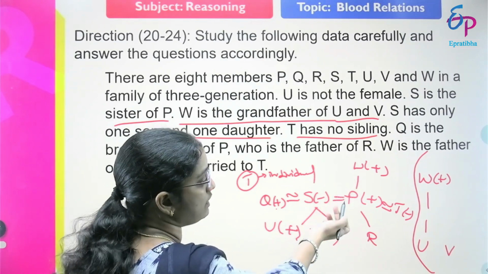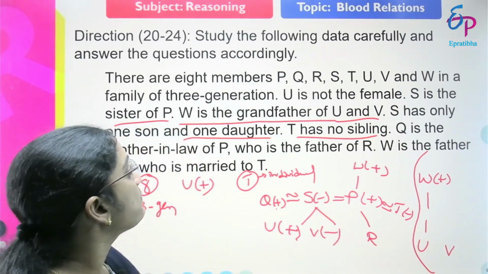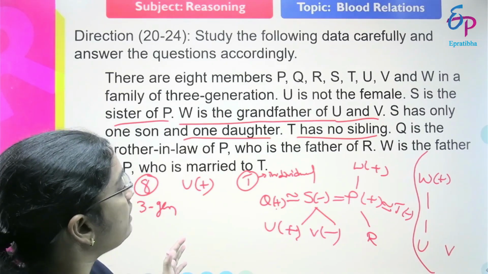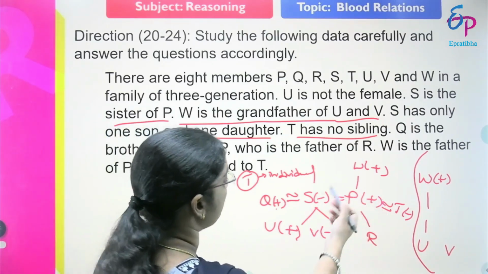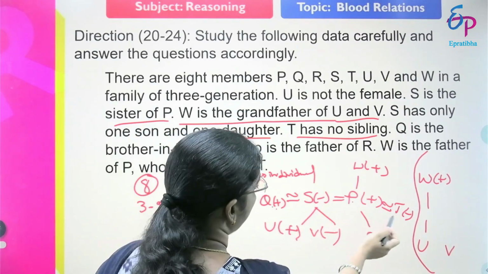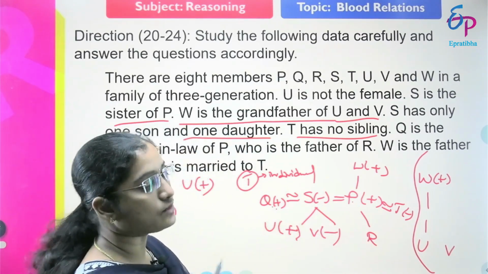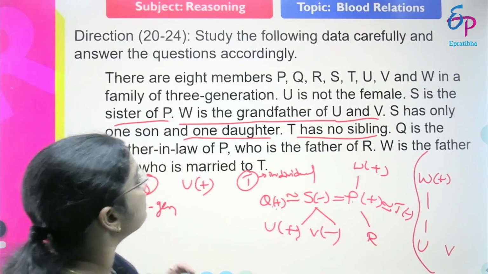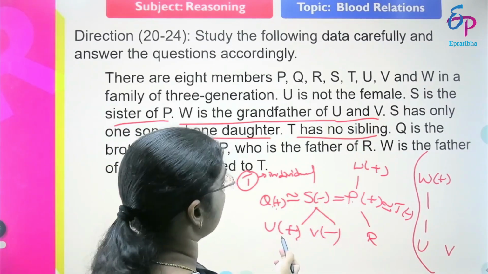This is the first generation, second generation and then third generation, and they mention clearly person names. 8 members are there. So how many persons are there in our question? 1, 2, 3, 4, 5, 6, 7, 8. Yes, we got 8 members. Then next one, U is not the female. Yes, U is a male member.